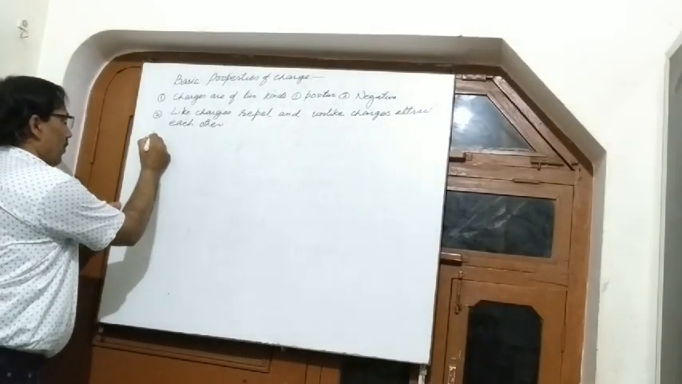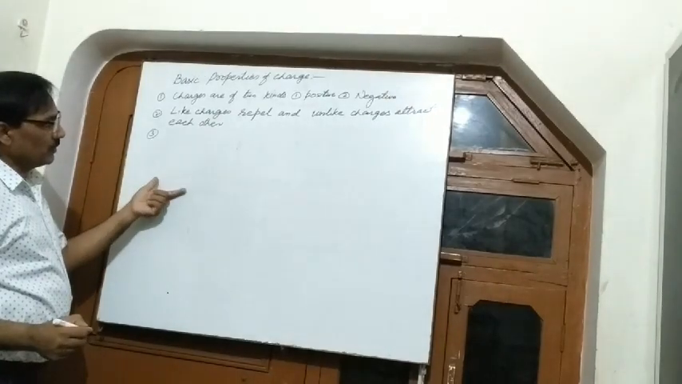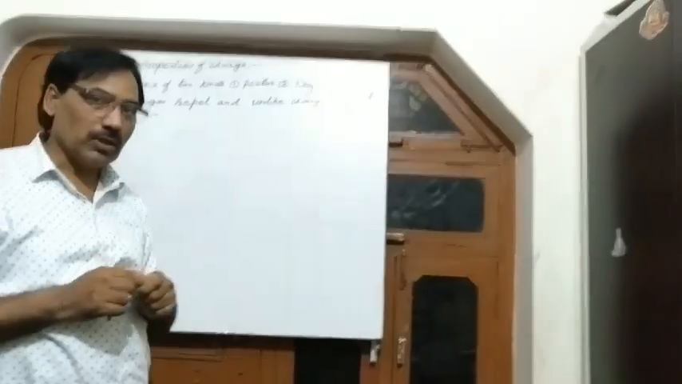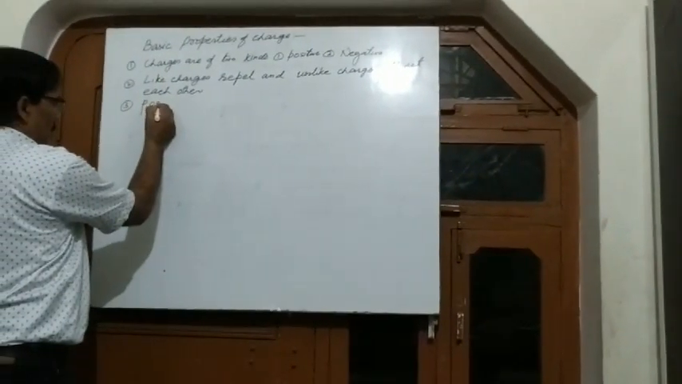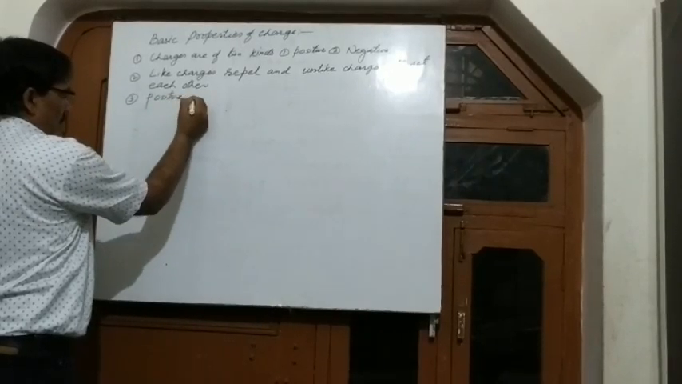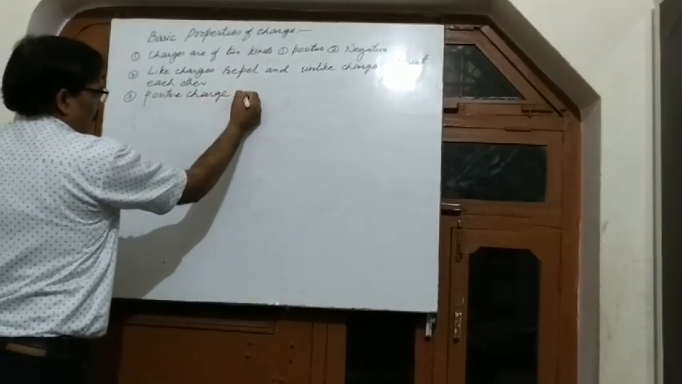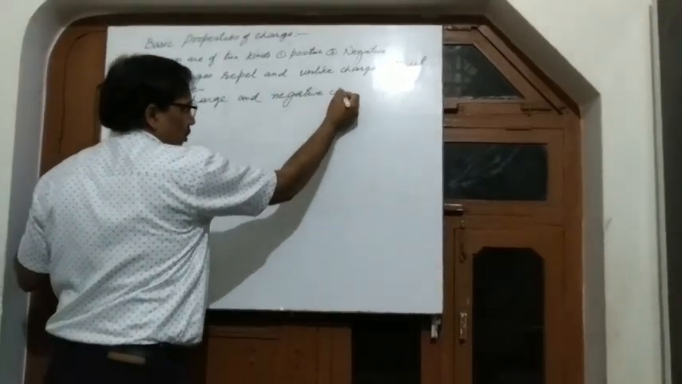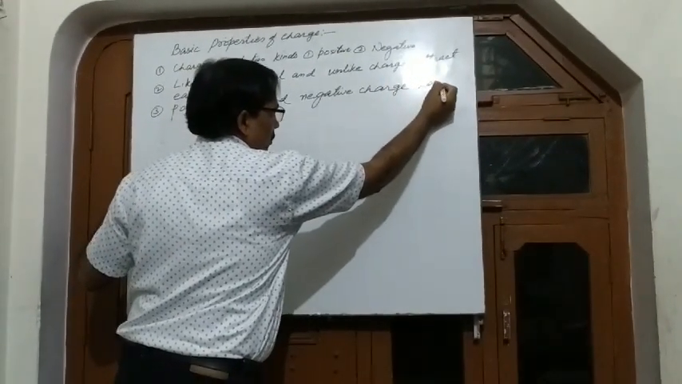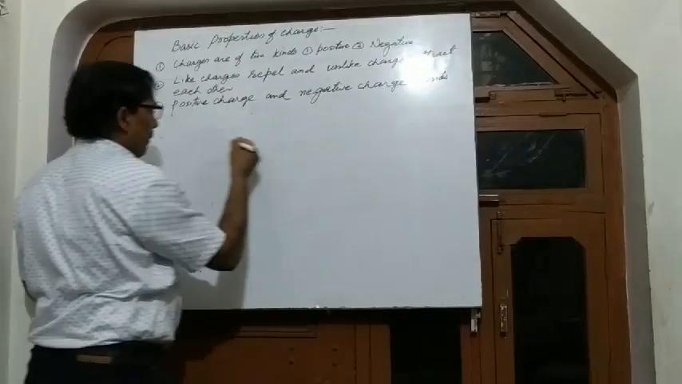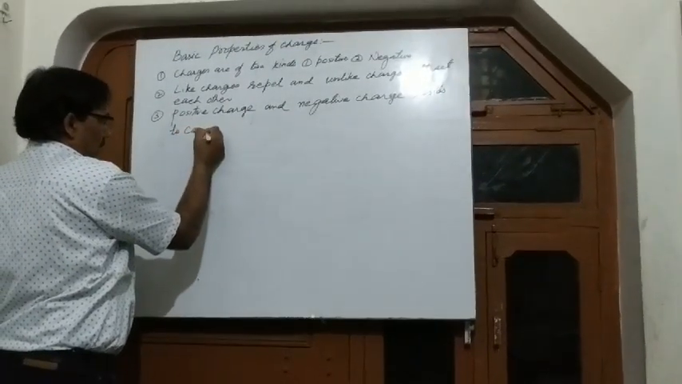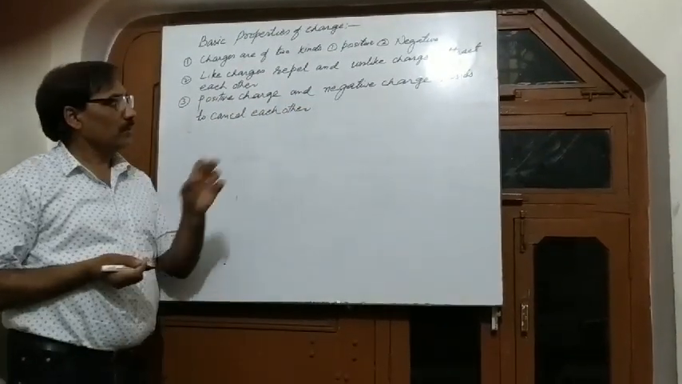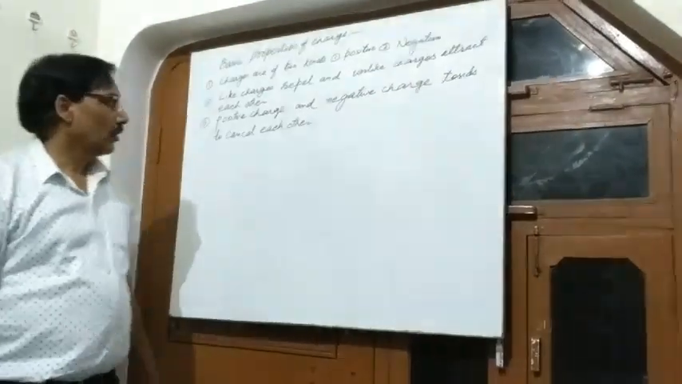Third property is positive charge and negative charge tends to cancel each other. Positive charge and negative charge tends to cancel each other. Understand? What does it mean?